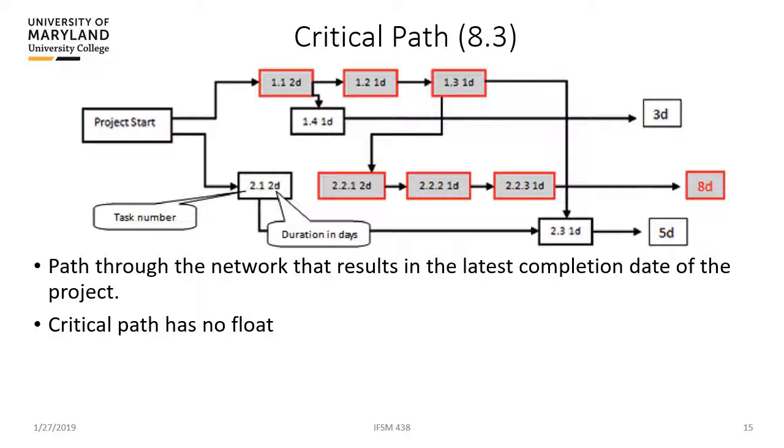There's no float, because remember, float is how much I can delay the start without affecting the final date of the project. Well, critical path has no float. If I delay any of these, I will delay the finish of my project. The critical path has no float. It's very important to know the critical path because those are the tasks that you don't have the ability to move, to play with, because they have no float.